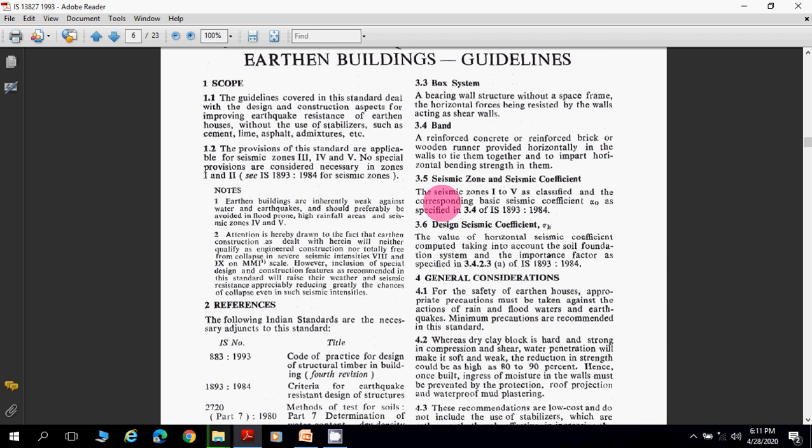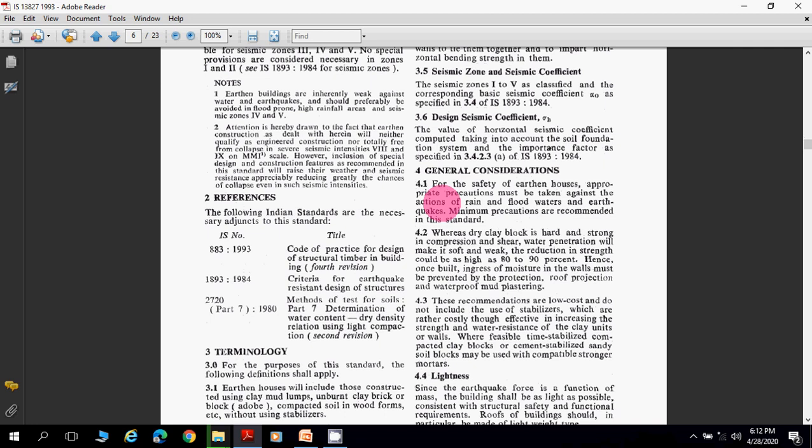Then the box system is to be provided. It means all the walls are load bearing walls in the horizontal directions, and these act as shear walls. Then bands are provided at different levels to impart horizontal bending strength. Then the seismic zone and seismic coefficients. The seismic zone is divided into four zones, zone 2 to zone 5, and there is also a seismic coefficient based on the seismic zone. Then the design seismic coefficient alpha h is also given as per IS 1893 1984.